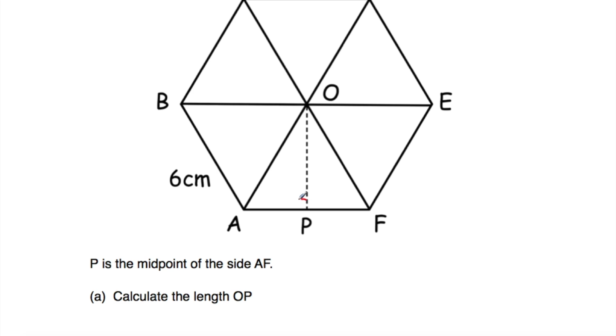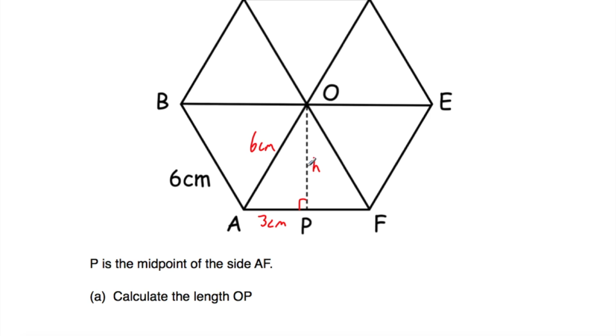So this is a right angle, and this side length was 6 centimeters from A to F, but from A to P would be half of that, so that's 3 centimeters. From O to A, remember it's an equilateral triangle, so if the whole side length for AF was 6 centimeters, O to A would be 6 centimeters. So we've now got this right angle triangle, OPA, and we want to find this distance here. I'm just going to call it H, the height of the triangle. So we want to find H.